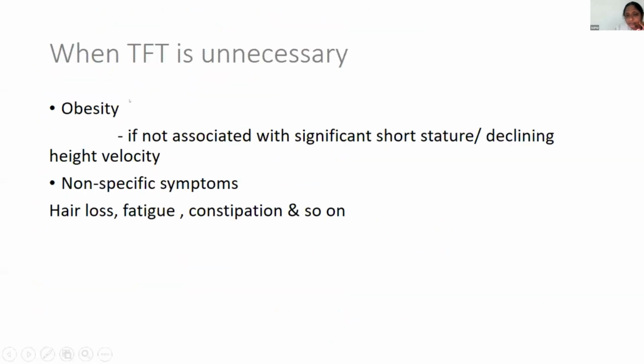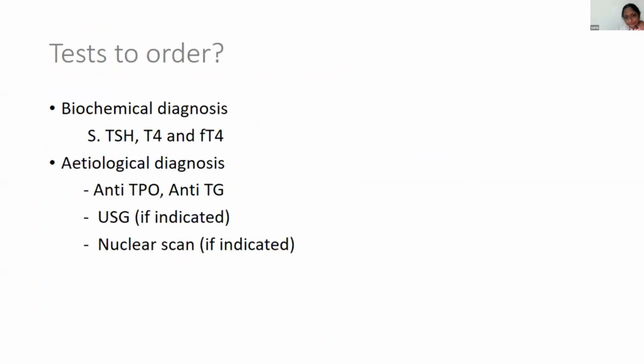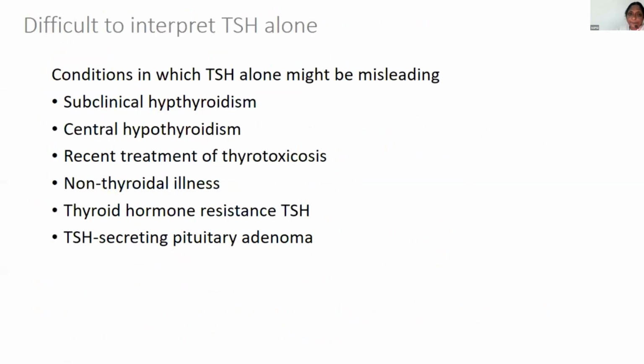And not necessary in obesity if it is not associated with significant short stature, and non-specific symptoms like hair loss, fatigue, constipation. Very often this is how we get referrals. This may not be productive. And the biochemical diagnosis basic tests are the same. And because autoimmune conditions are the commonest, thyroid antibodies, ultrasound if indicated, and nuclear scan only if it's a thyroid nodule, you would want to delineate.